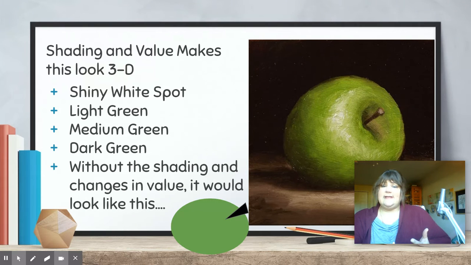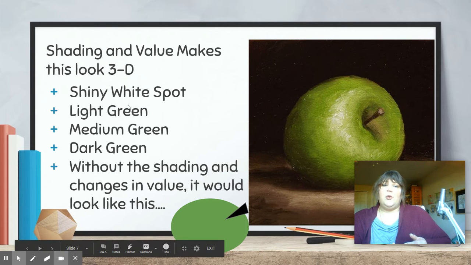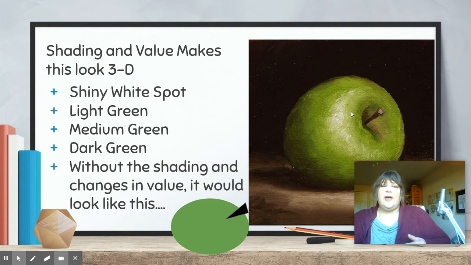Okay, so you've seen this image before. In fact, I had it on the slides two weeks ago when we talked about shading, so it should be very familiar, unless you didn't do that lesson, but you can always go back and do the old lessons. So there is a shiny white spot. There is some light green next to it. Then there's some medium green, and then eventually there's some dark green. And then we have the shadow down here, which is black.